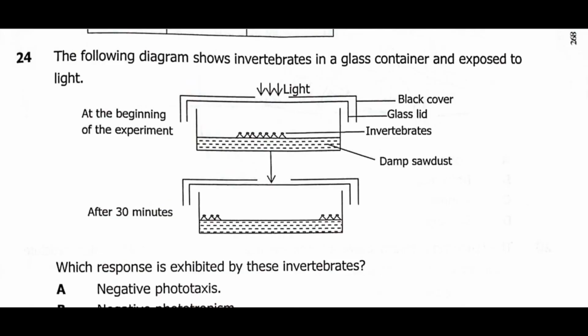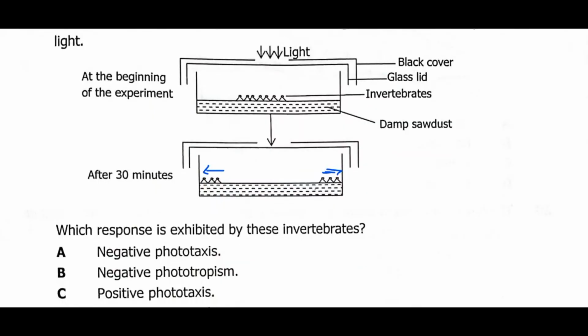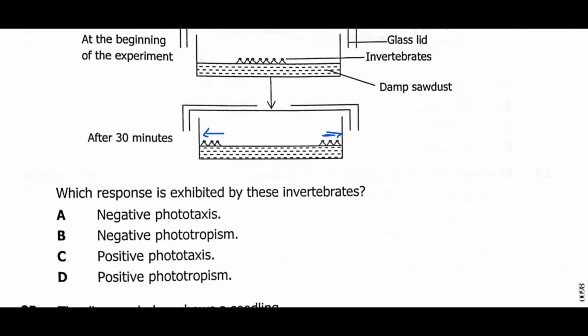The following diagram shows invertebrates in a glass container and exposed to light. Then we can see that here there is a black cover. So this means that light cannot enter. So whenever we don't have light, we can see where these invertebrates are. Then after they open, we can see the invertebrates have moved to a dark region, a region where there is no light. So which response is exhibited by these invertebrates?